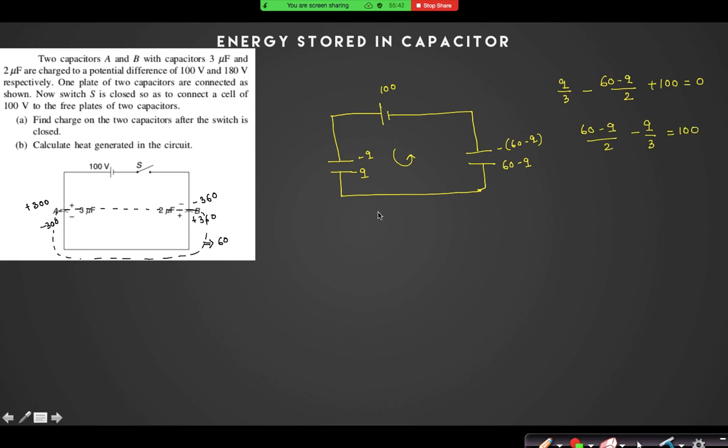If I multiply it with 6, then 180 minus 3Q minus 2Q is equal to 600, right? Check the calculation. 5Q is equal to minus 420. So Q is equal to minus 85. Have you got this as your final charge?